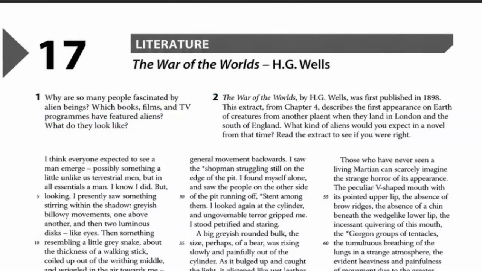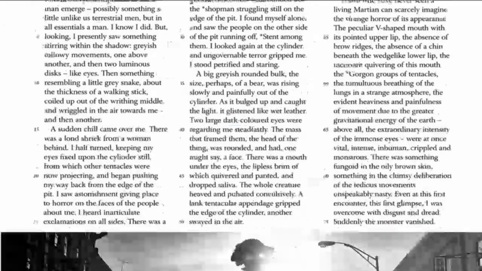2. The War of the Worlds by H.G. Wells was first published in 1898. This extract from Chapter 4 describes the first appearance on Earth of creatures from another planet when they land in London and the south of England. What kind of aliens would you expect in a novel from that time? Read the extract to see if you were right.